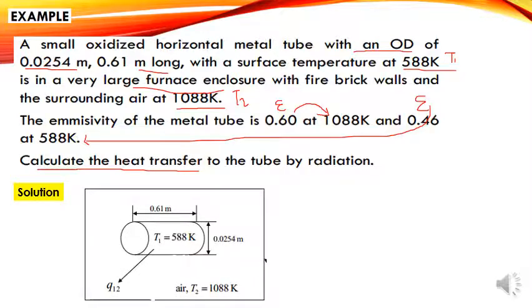And if I can give you a simple diagram for this question, it will look like this, where it is the horizontal small oxidized tube, which is placed in a horizontal direction, with the dimensions stated here, the surface temperature 588 and the surrounding temperature 1088. So calculate the heat transfer to the tube, which is the heat transfer received by the tube from the surrounding. Let's take a look at the solution for this question.